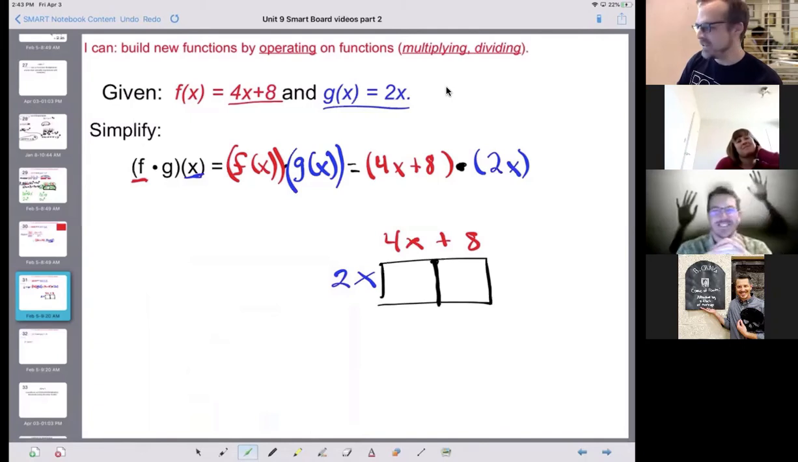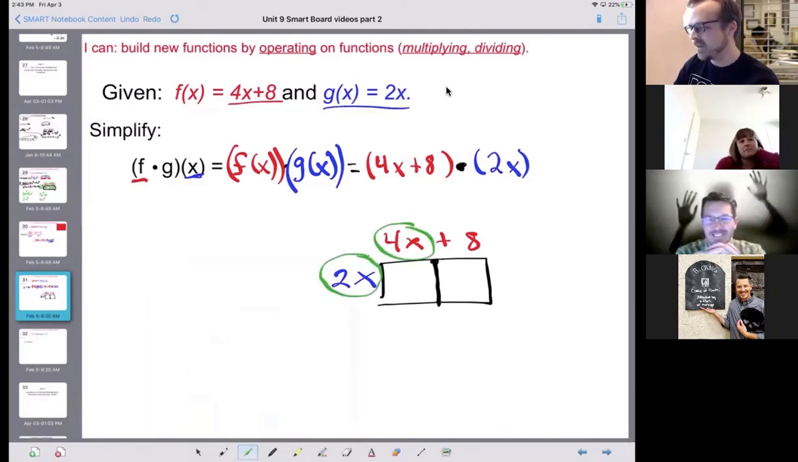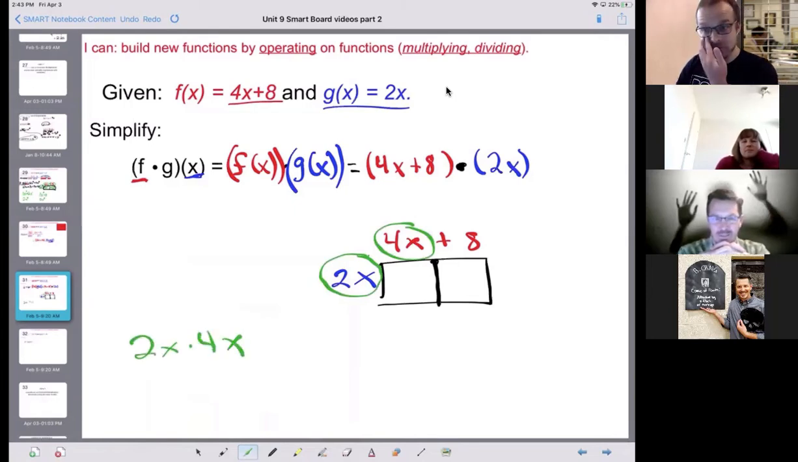So first thing I'm going to do is take 2x and multiply it by 4x. Just to kind of break that down again, 2x times 4x. I'm going to multiply my coefficients first. 2 times 4 is 8. And x times x is x to the power of 2. So that's 8x squared.